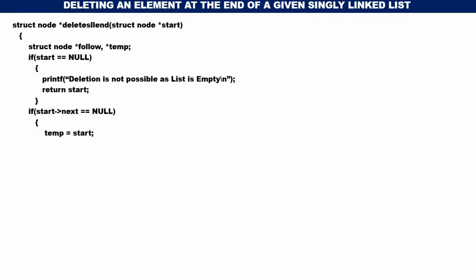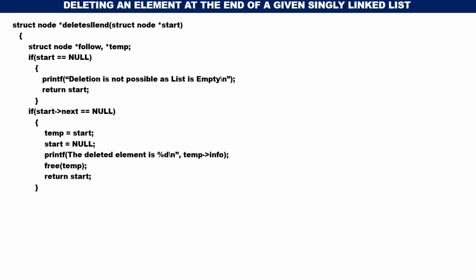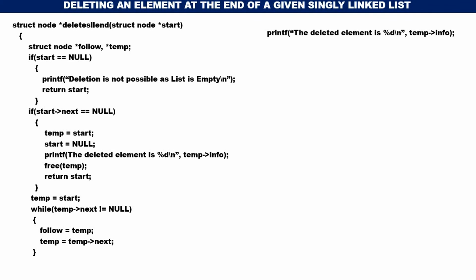If start of next equal to null, it means only one node is there. Already we discussed the logic. Otherwise means more than one number of elements should be there. Temp is equal to start. Just now we discussed temp of next not equal to null. What are the two things that we did? Follow is equal to temp and temp is equal to temp of next. And after that, display temp of info. Follow of next is equal to null. Free temp and return start. That's all the function for deleting an element at the end of a given singly linked list.